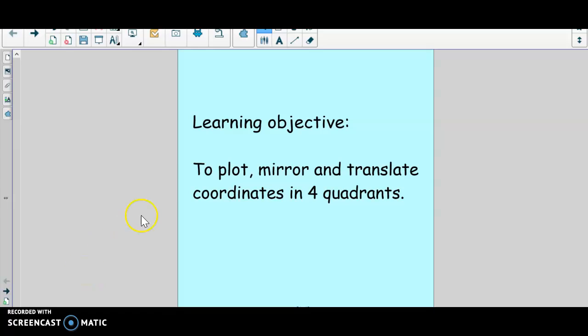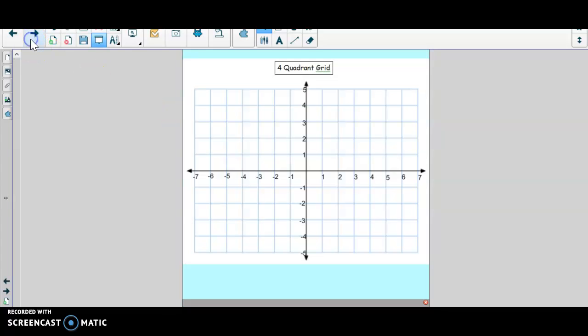Hi children, so we're looking at plotting coordinates in what we call the four quadrants. What we mean by the four quadrants is, look, we've already learnt about the first quadrant, which is our x and y axis with positive numbers. This graph goes up to 7 and 5. So as we've already practiced, everything inside this quadrant is positive. This point will be 2, 1. This point will be 5, 3.